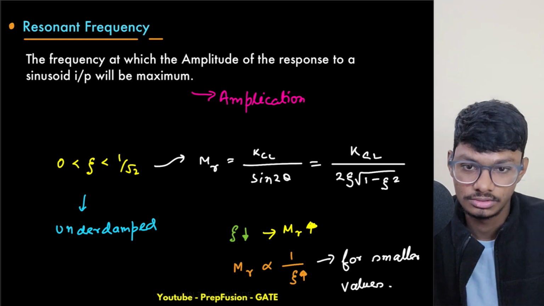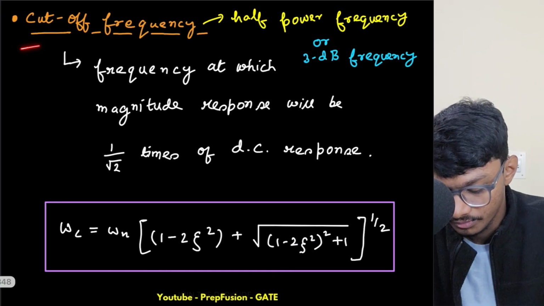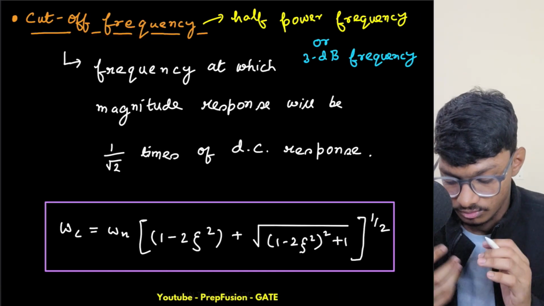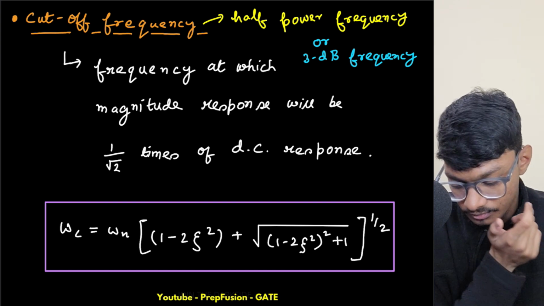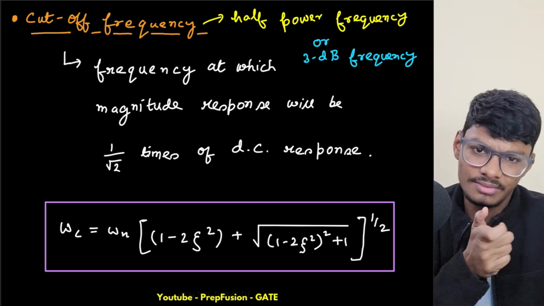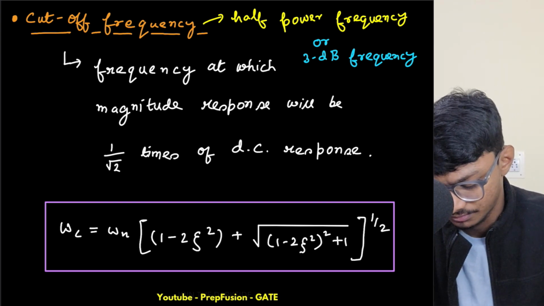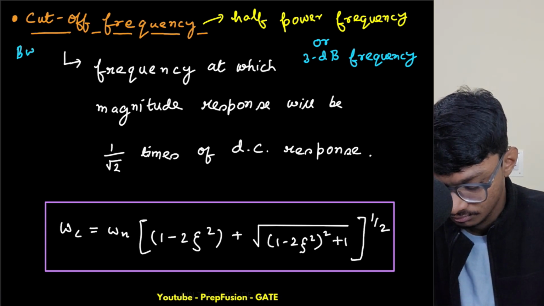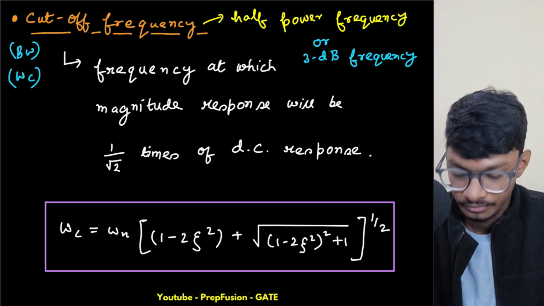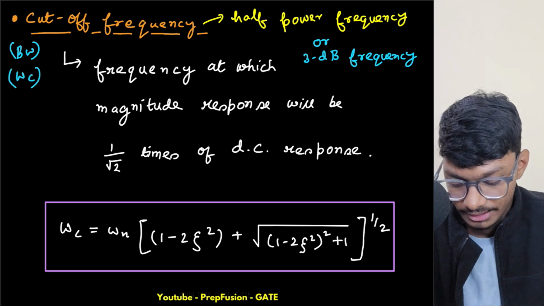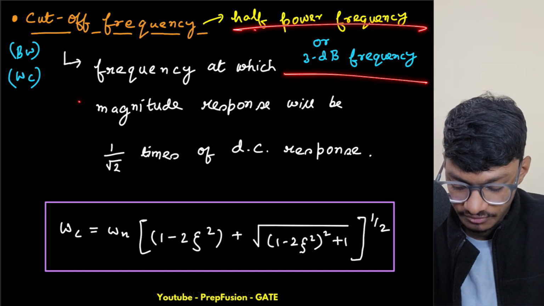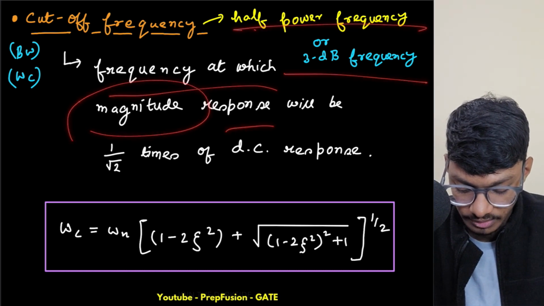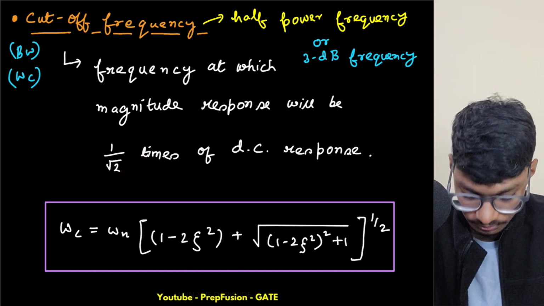So this is this. Now what about the cutoff frequency? This was the next parameter. So this is the cutoff frequency, also known as the bandwidth. Sometimes we say this as bandwidth also. This is denoted as omega c also. So it is the half power frequency, or the frequency at which the magnitude response will be 1 by root 2 times the DC response.